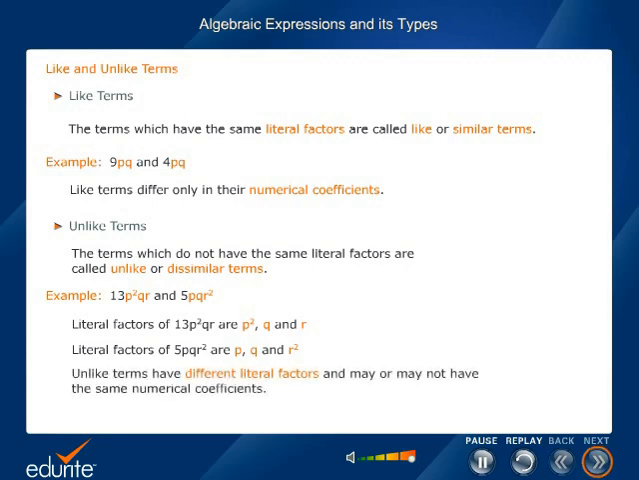Unlike terms have different literal factors and may or may not have the same numerical coefficients. 3a, 4p, 6a cube, 3p cube, 4pq are all unlike terms.